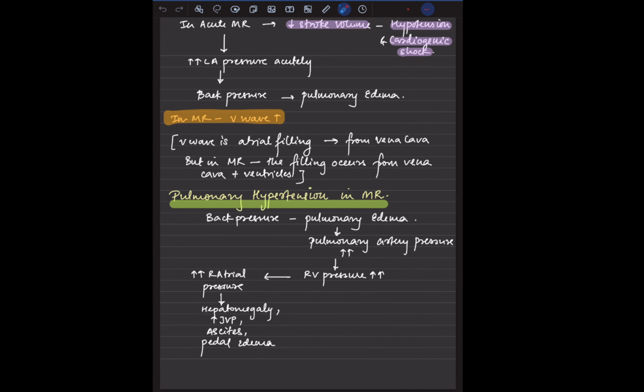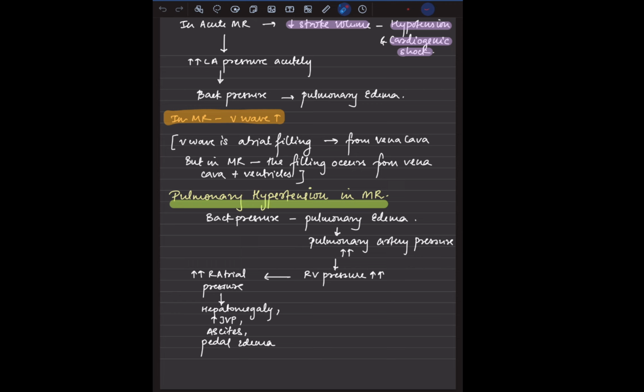Okay, so in case of acute mitral regurgitation, there is decrease in the stroke volume, causing hypotension and cardiogenic shock. There is an acute increase in LA pressure, which will lead to pulmonary edema, which will lead to PND, breathlessness, dyspnea, and all that. Now, in case of MR, there is increase in the V wave. V wave is nothing but ventricular contraction. I suggest you go to the JVP video which I have uploaded earlier, so that you can have a detailed discussion on the JVP. Okay, so we have pulmonary hypertension in MR as well. So why is there pulmonary hypertension?